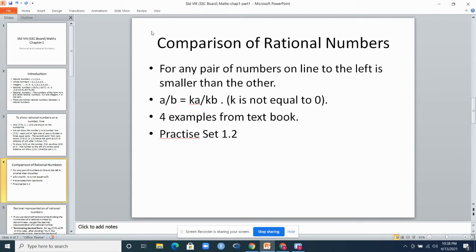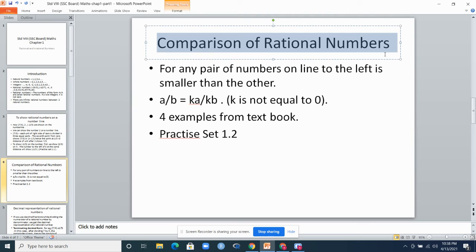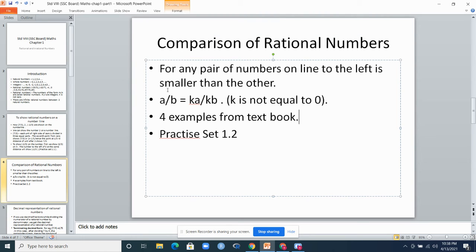So let's see the comparison of rational numbers. For any pair of numbers on a line, the one to the left is smaller than the other. So a by b is equal to ka by kb, for k not equal to 0. So this is how we can compare two rational numbers. We can multiply by a non-zero number so that we can compare them easily.